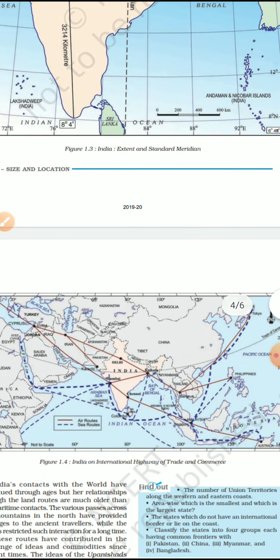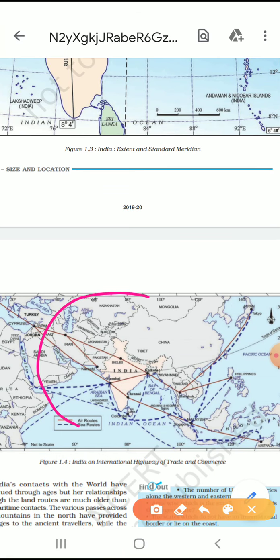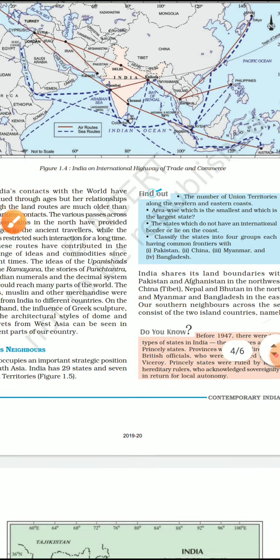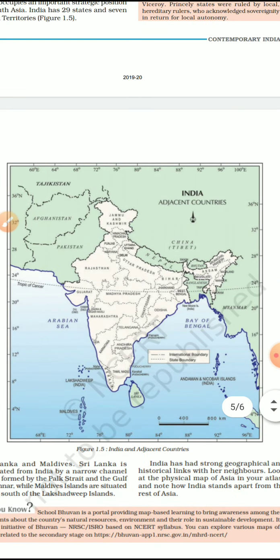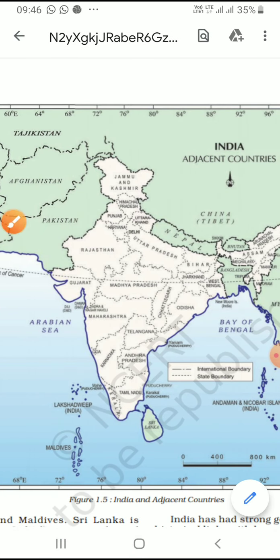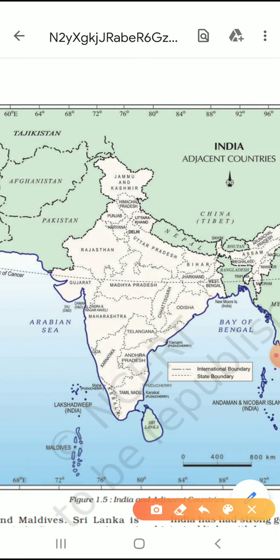See, this map shows you the various land and ocean routes by which India has been connected to the entire world. Now you come to this map, which is the political map of India. Now let us first of all know how many states are there in India. It has 29 states and it has 7 union territories. Now we will see the neighbouring countries of India.